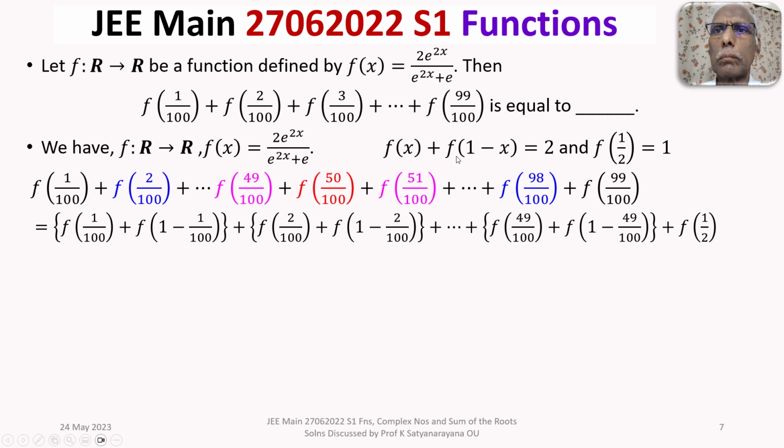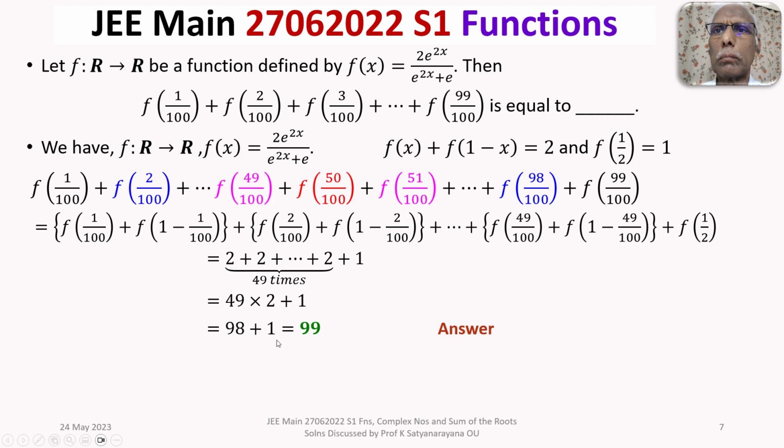f(x) plus f(1 minus x) is 2, f(1/2) is 1. So now this will be equal to 2 plus 2 plus 2, 49 times, plus f of half is 1. That is equal to 49 into 2 plus 1, that is equal to 98 plus 1, that is equal to 99. So that is the answer to this question.